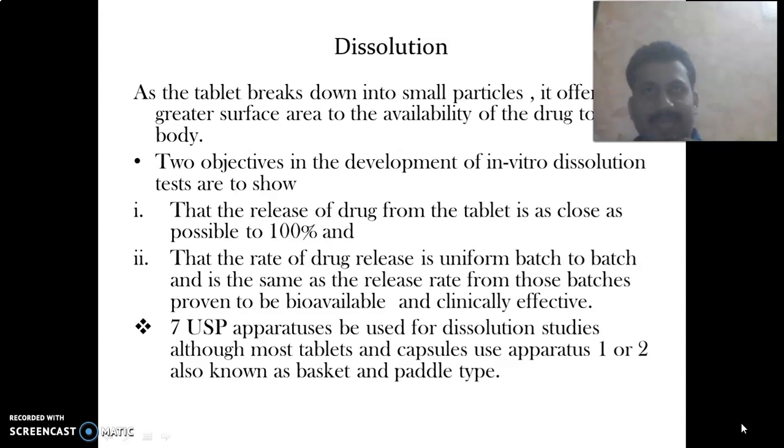We are maintaining all the conditions outside, like taking the medium, and making the medium temperature as close to body temperature, that is 37 plus or minus 2 degrees centigrade, etc. We maintain these outside and conduct the test. Based on the test result, we predict its release inside the body. For that, we conduct this dissolution study.